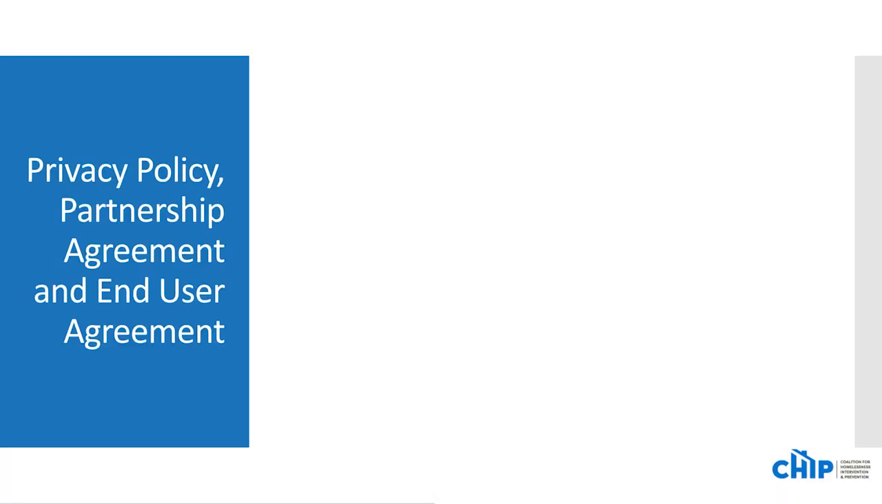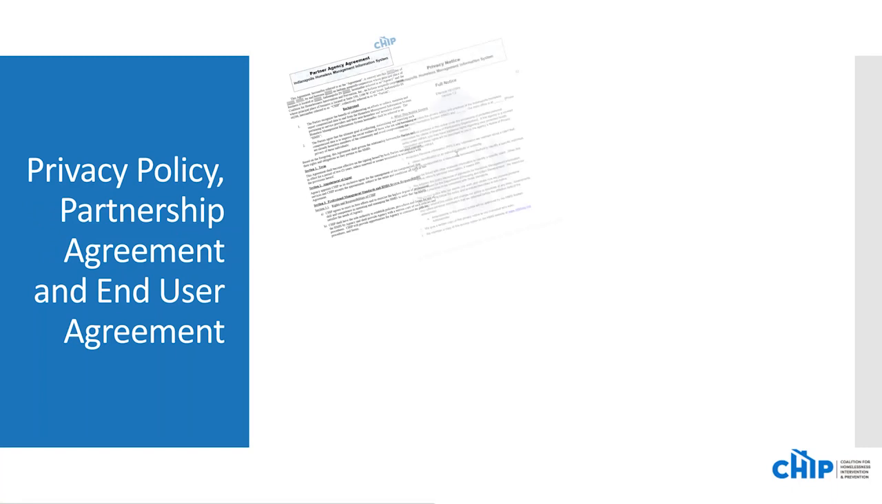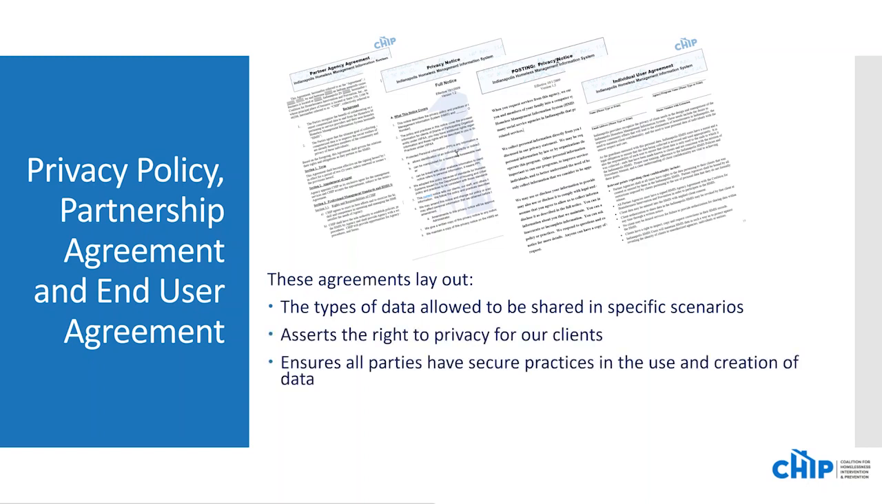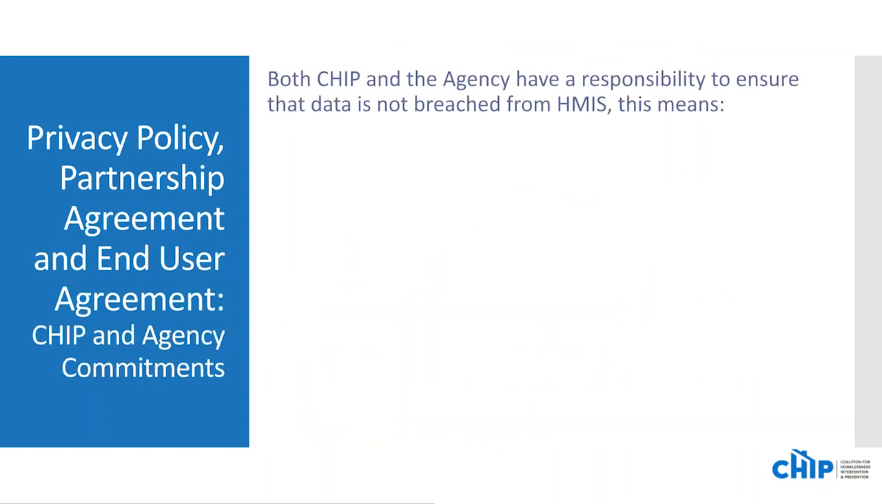So I want to quickly touch on policies and procedures. You all may be recognizing this, but we have a privacy policy, a partnership agreement, and an end user agreement. And all of these agreements lay out the type of data that's allowed to be shared in specific scenarios. It asserts the rights of privacy for our clients and ensures that all of us are doing our best to have secure practices in creating and using data that we have for folks.